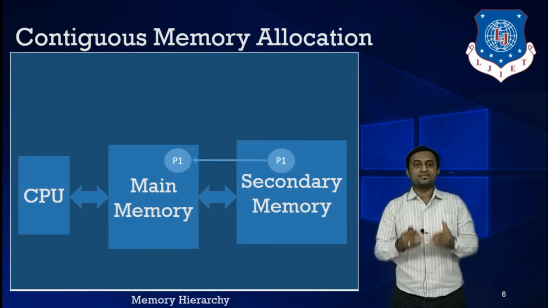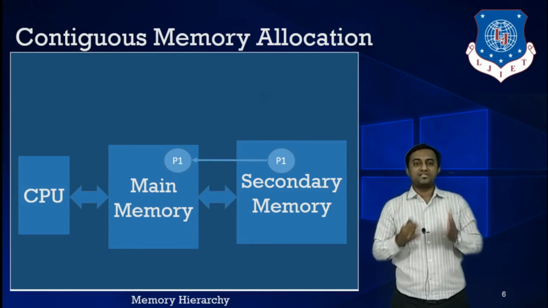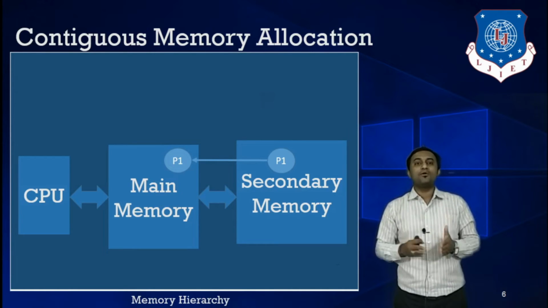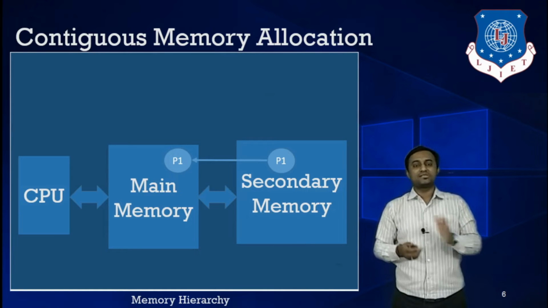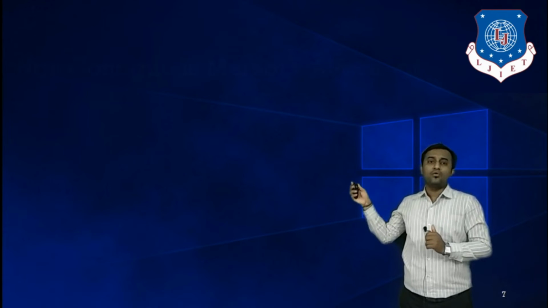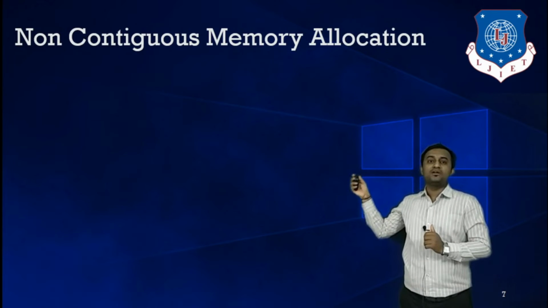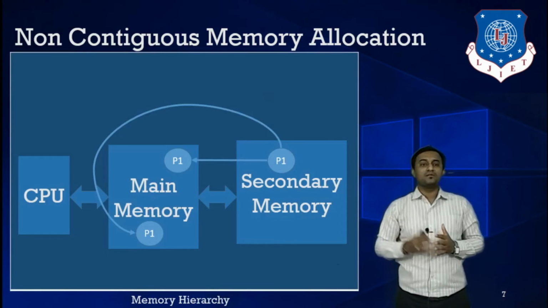Now let us discuss this contiguous memory allocation policy with the help of an example. But before going to the example, let us discuss non-contiguous memory allocation, and then we'll switch to the example. So now the next one is non-contiguous memory allocation. So what is non-contiguous memory allocation?